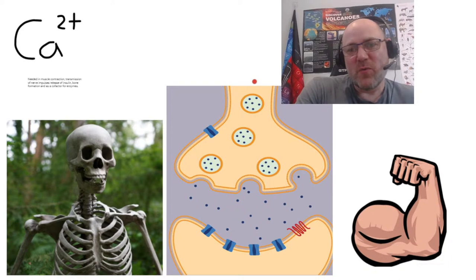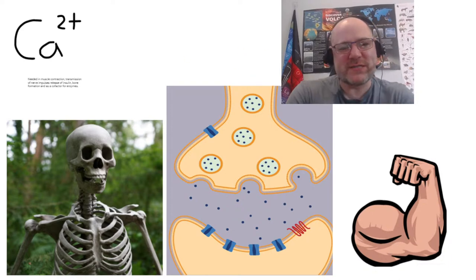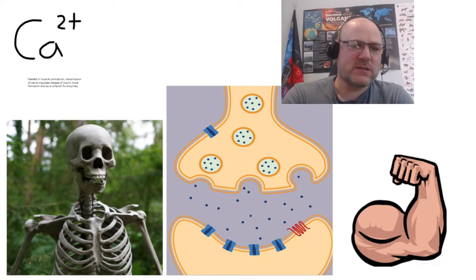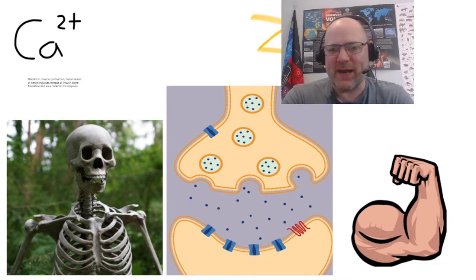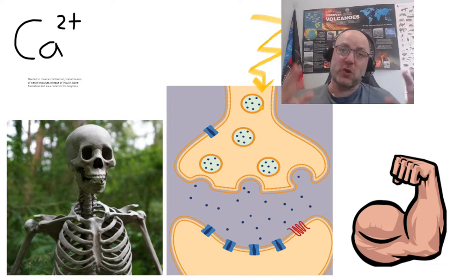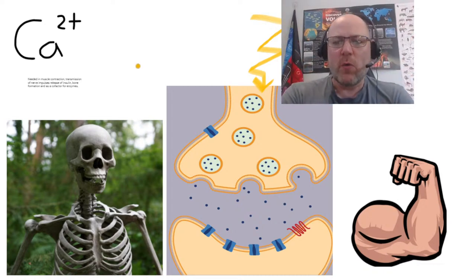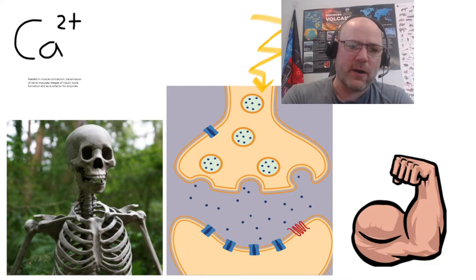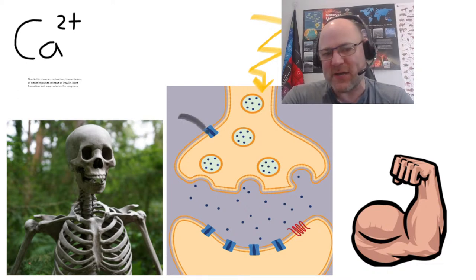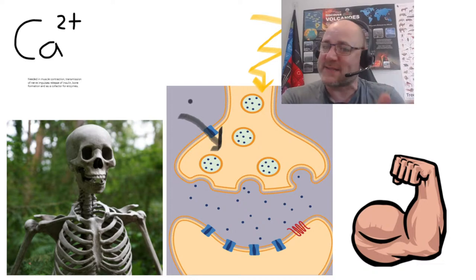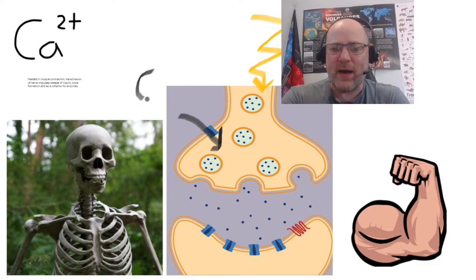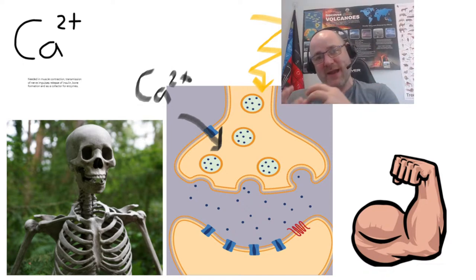What happens as the electrical signal reaches the end? We get an electrical signal called an electrical impulse, but at A level, we like to call it an action potential. As the action potential reaches the end of one of the neurons, like your sensory neuron, this electrical signal stimulates a gate to open here, shown in blue, on the side, and calcium ions flood into the end of the neuron.